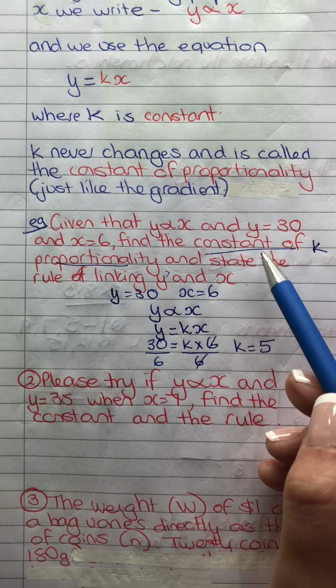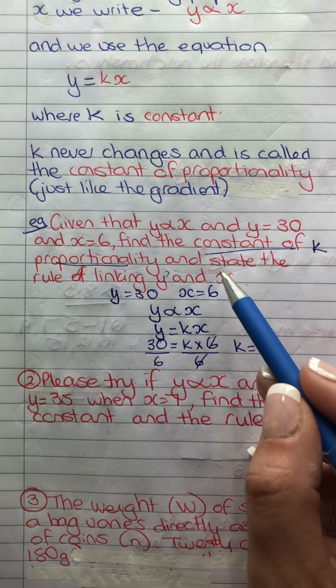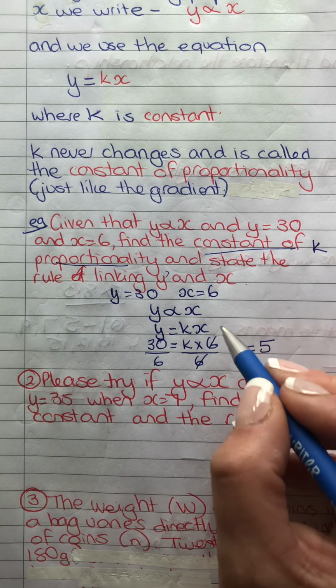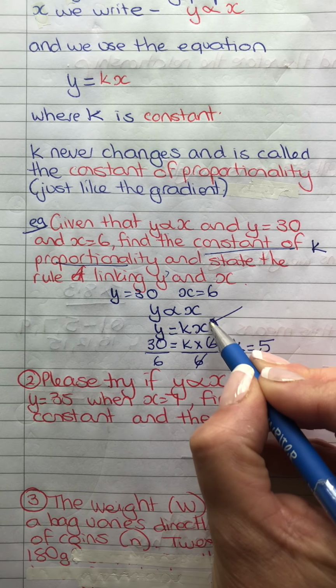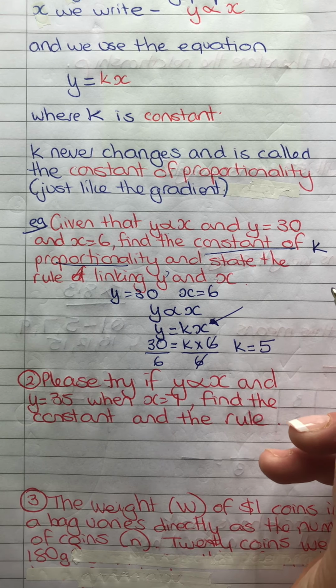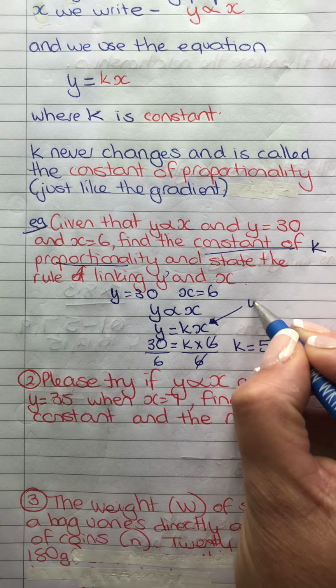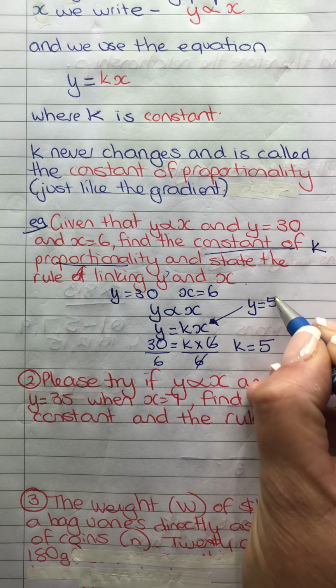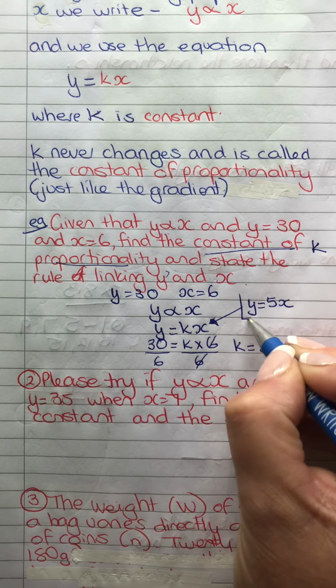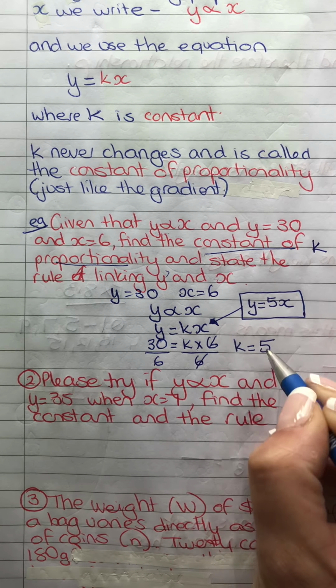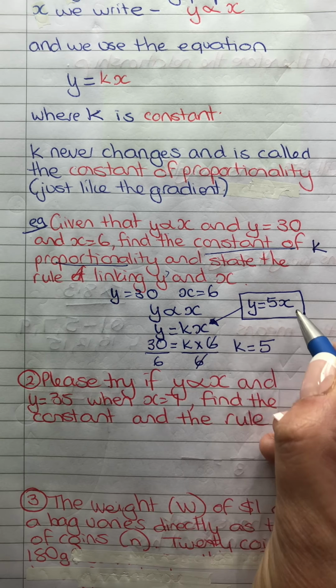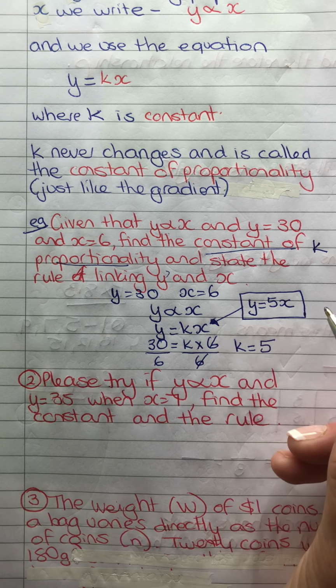Find the constant of proportionality, and then it says state the rule. So this was the rule, and in a rule we want it to say y and x. So we've found the k. So your equation or the rule is simply putting the k value into here. So in this case it's going to be y equals 5x.